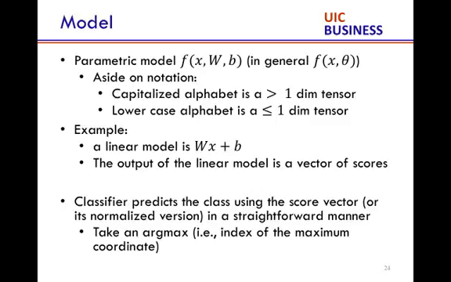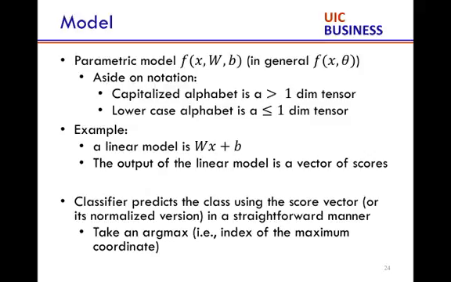Okay, so what does the classifier do? So this is the model, but to complete the story, you need to define what the classifier does. The classifier predicts the class using the score vector. Once I have specified a linear model, let's say I fix the model. I know what W should be, I know what B should be. Then that is pretty much specifying the scores. And given the scores, I can predict the class using the score or some transformation of it in a straightforward manner. I can just take an argmax.